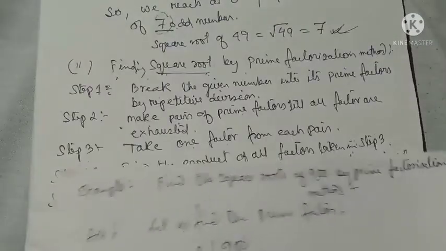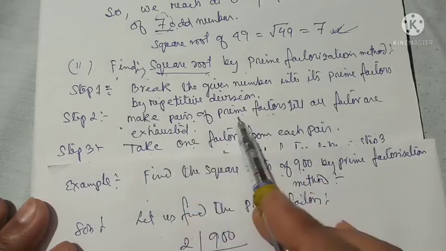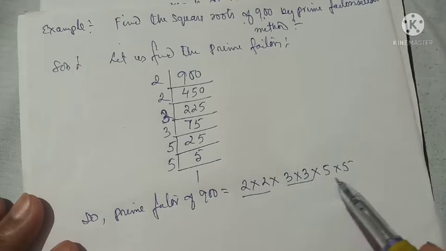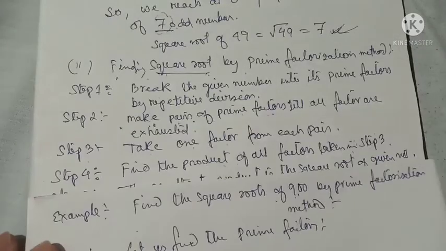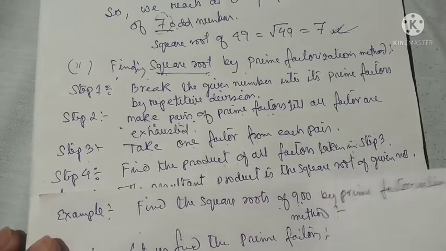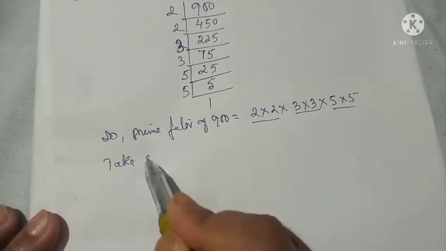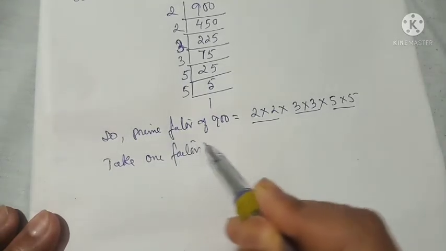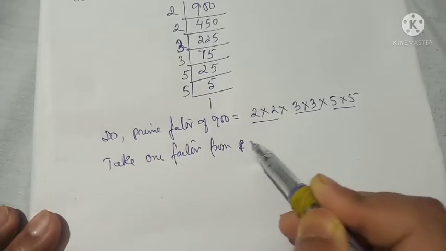So in the second step, what does it say? Make pairs of prime factors till the factors are exhausted. Now we are going to make the pairs. 1 pair, 2 pair, 3 pair. These are the pairs. So take one factor from each pair. Now take one factor from its pair.